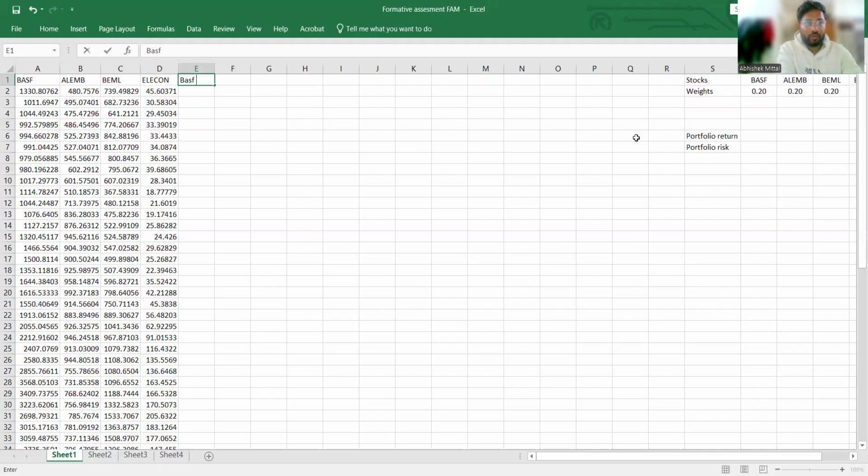Return, then return, and then BEML return. I took the data randomly, so you can take this Excel and make your own choice. Here we go.